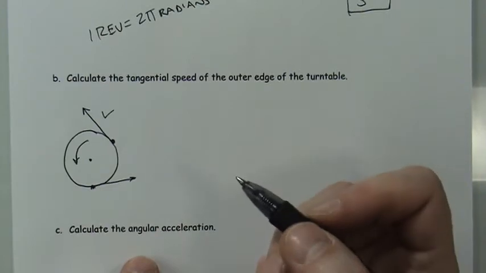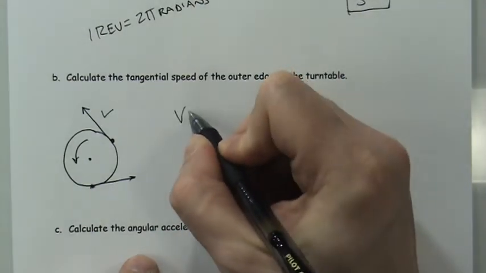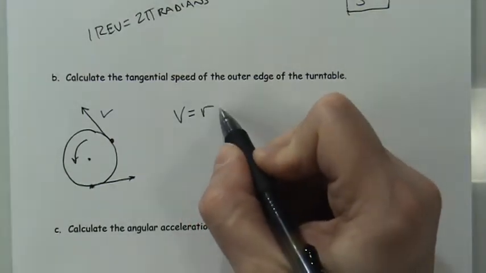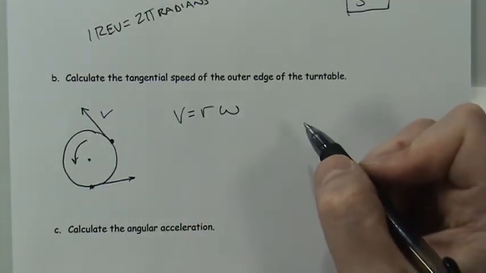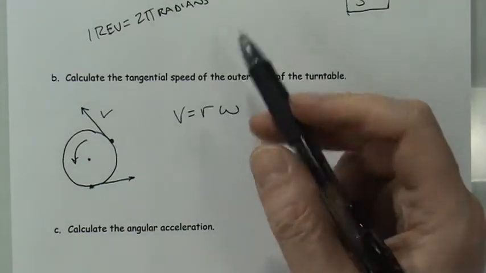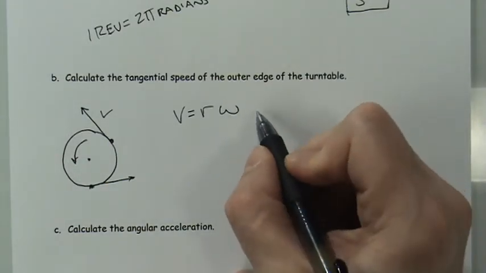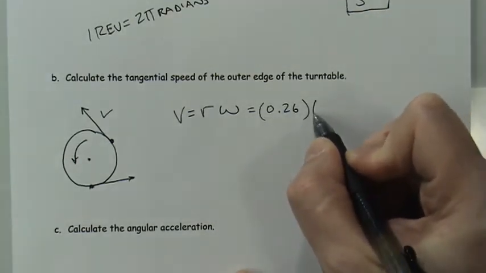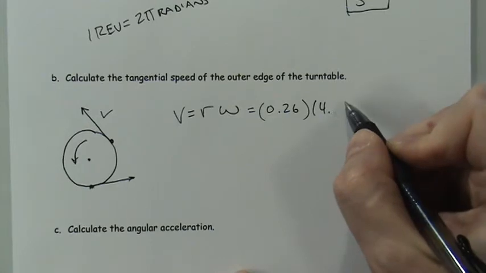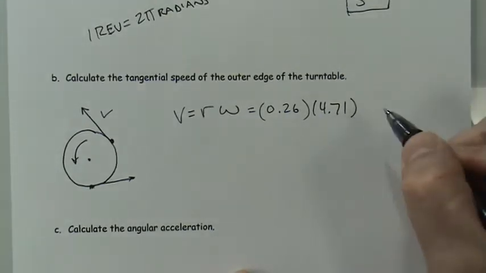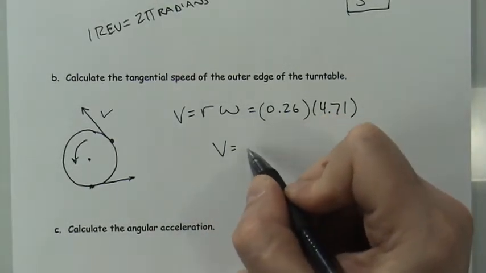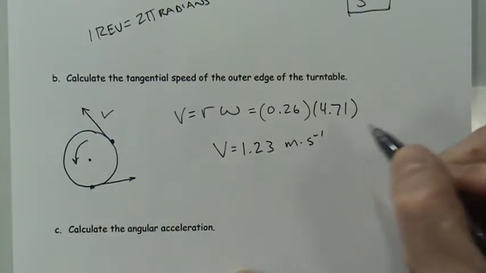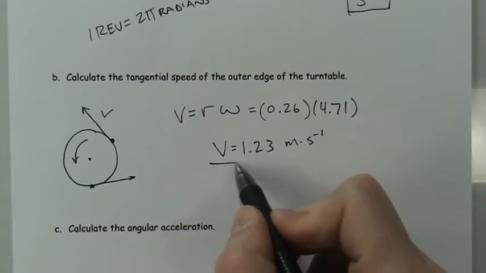Well, we have an equation that says that the translational speed or velocity would be equal to r times omega. And we actually just calculated this in the previous one, and we were given the radius of the circle in the very beginning of the problem. So the radius was 0.26 meters, and that's multiplied by the angular speed that I just calculated, which was 4.71, to give me a translational speed or a linear speed of 1.23 meters per second.